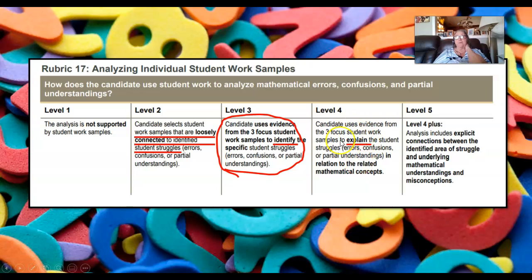If you got a 4 and you also had explicit connections with mathematical understandings and misconceptions, you might get a 5. 5s on Rubric 17 are pretty rare. So stick with trying to get the 3. You should be able to get a 4 here if you've got good explanation related to your evidence.